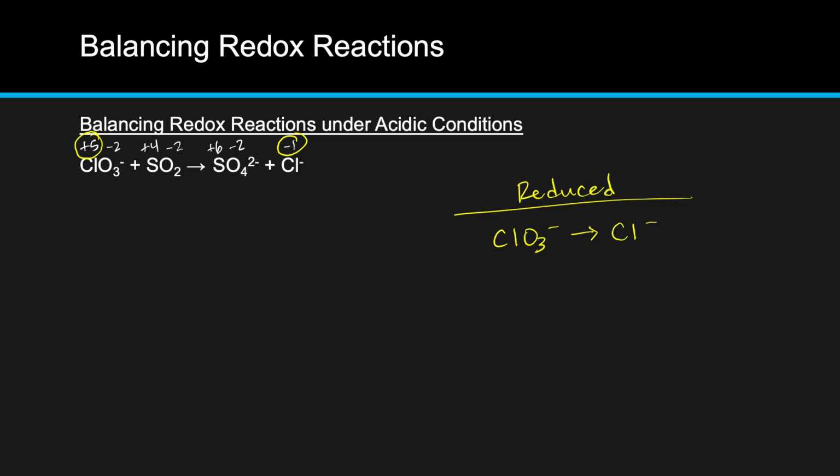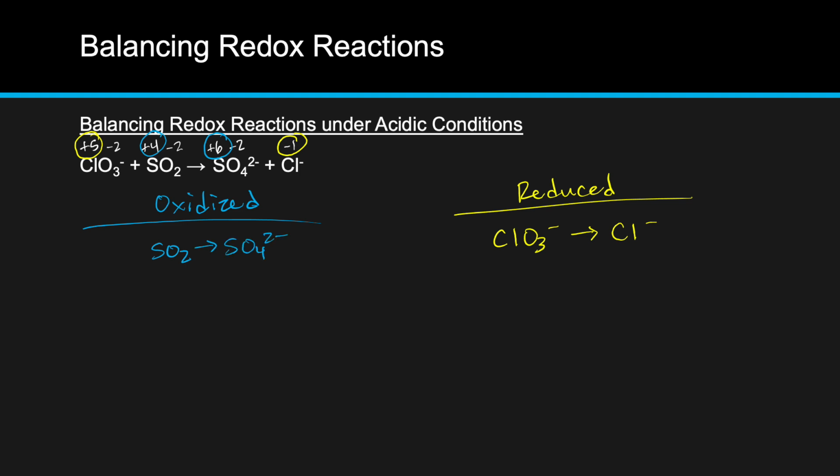And then our other half reaction will be the oxidation reaction. We have sulfur going from a +4 to a +6, which means it lost 2 electrons. So this is going to be oxidized. And this will be our other half reaction with SO2 and SO4 2 minus.